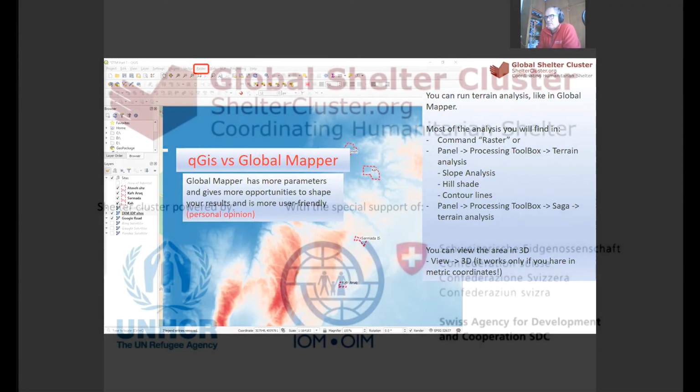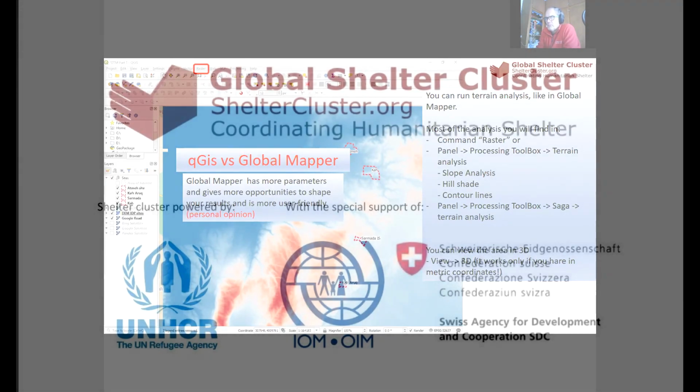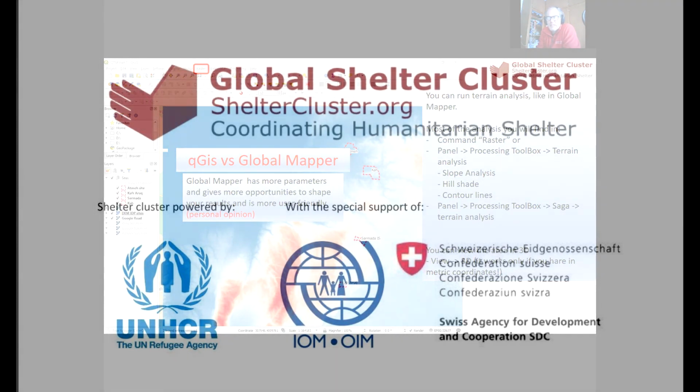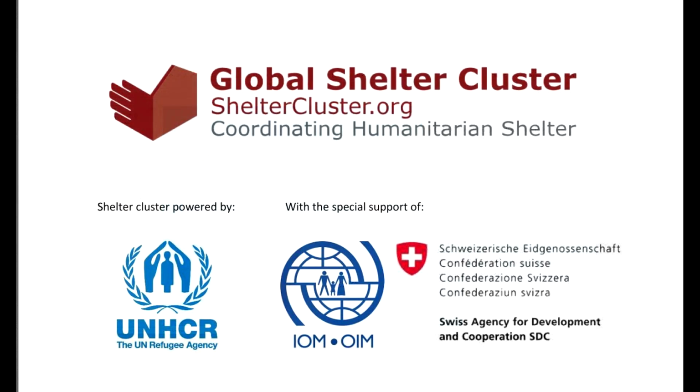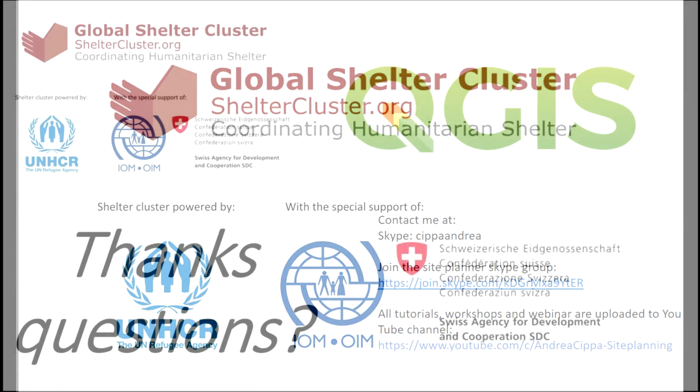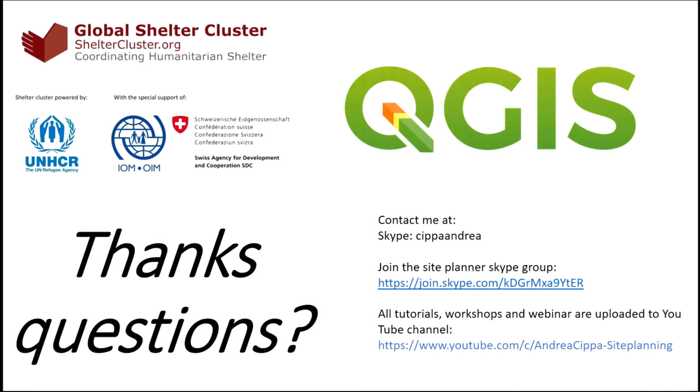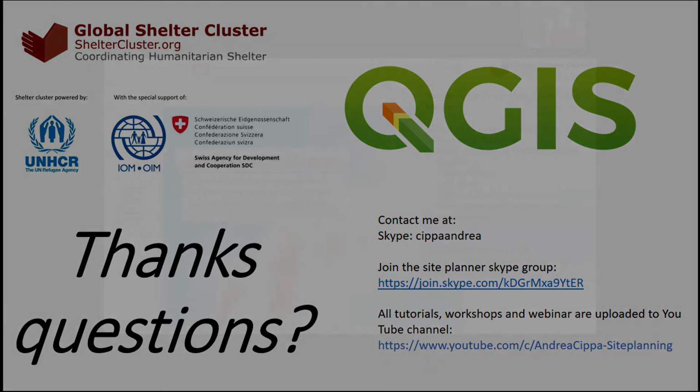The reason behind is that you have more opportunity to shape your result. You can give more detailed information that is somehow matching more the reality. And additionally, it is much more user-friendly. But like I was telling you, not everyone has access to Global Mapper. That's why qGis could be a very good alternative to Global Mapper.